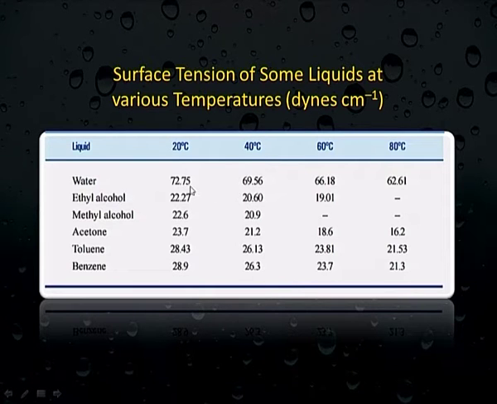So, it is very clear from this table that in case of water, as we are increasing temperature from 20 to 40, then 60, then 80, surface tension is decreasing from 72.75 to 69.56, and like this finally it is decreasing up to 62.61. So, a decrease of approximately 10 dynes per centimeter. In the same manner, we can see in case of other liquids also a decreasing trend is there. In case of all the liquids, we can see from the values very clearly.